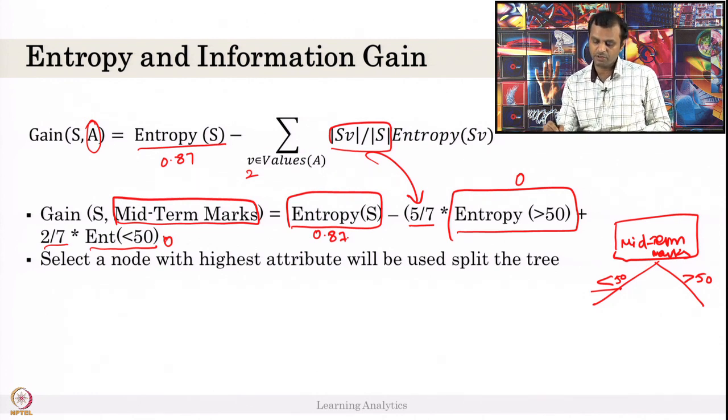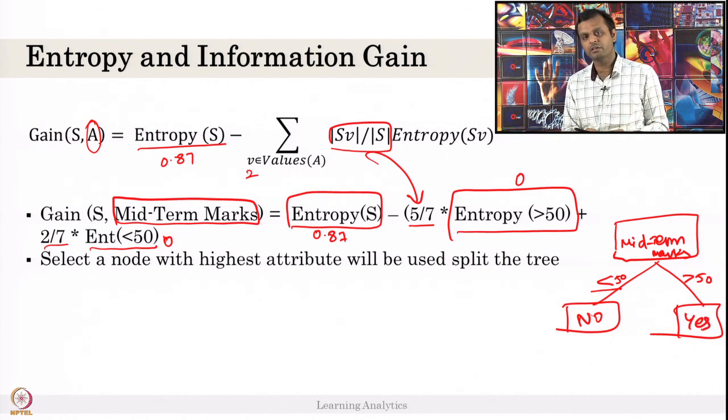So, for example, in this particular case, if less than 50, you can simply draw it, that is it, it is simple. The decision tree of this particular given table is very, very simple, yes or no, that is only one root node.